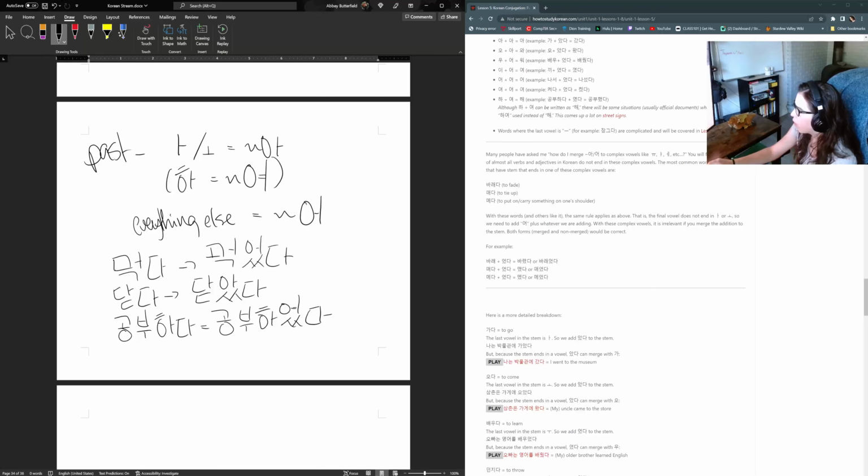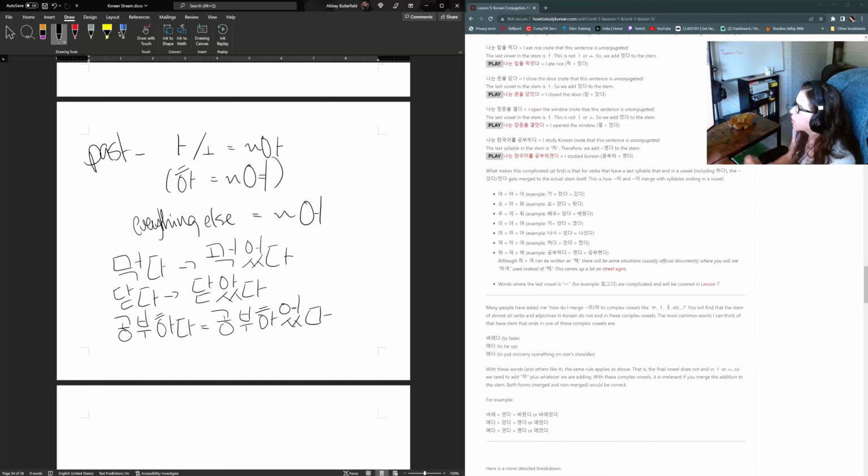What did I miss? What makes this complicated at first is that the verbs that have the last syllable that end in a vowel, including 하다, get merged to the actual stem itself. Okay. 공부해다?